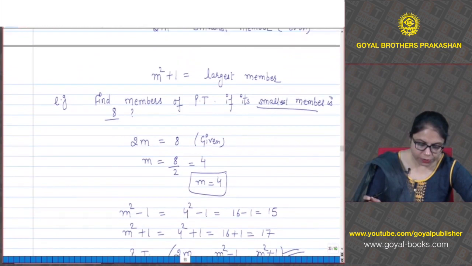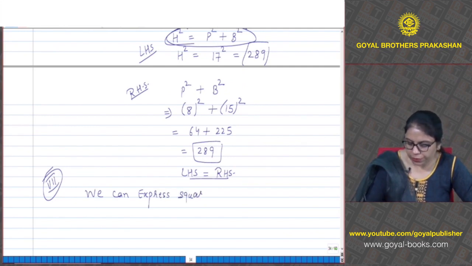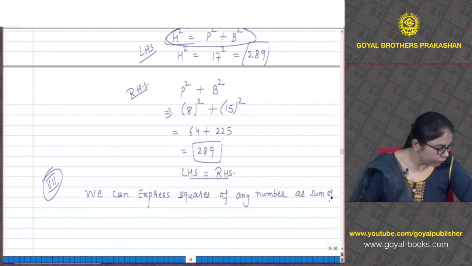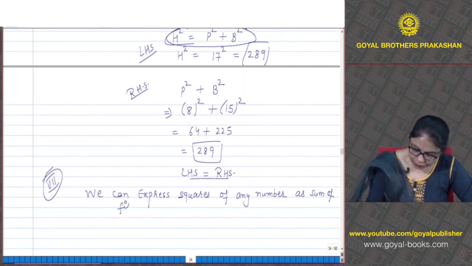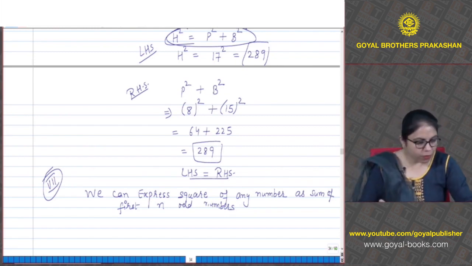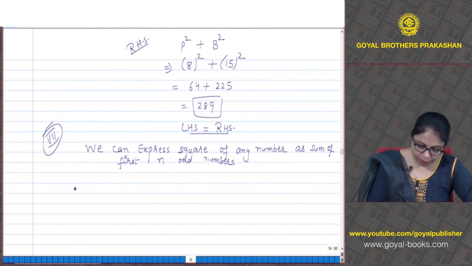Our next property is we can express squares of any number as sum of first n odd numbers. We can express square of any number as sum of first n odd number. Now let's discuss this property with the help of an example.